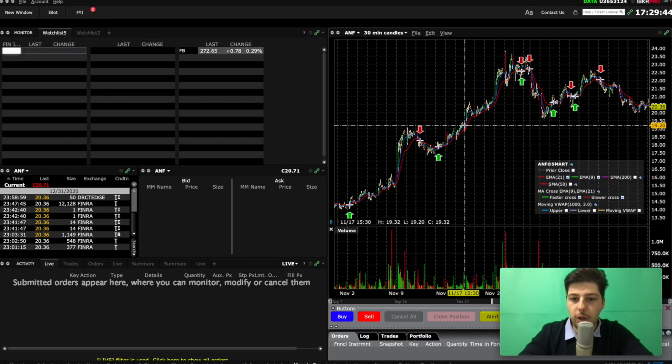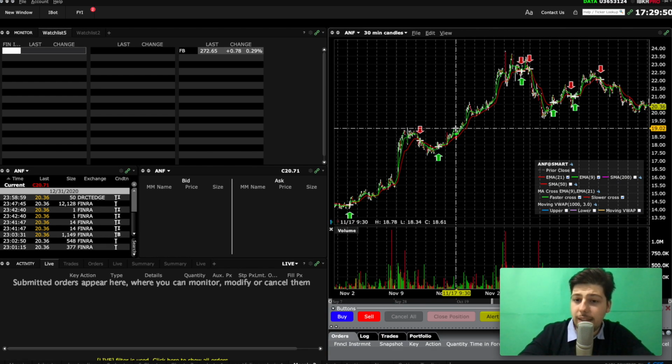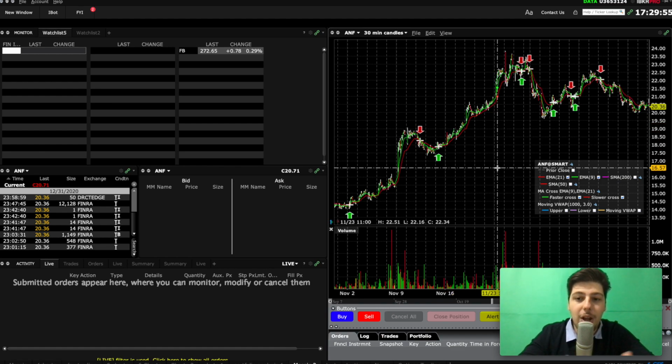Check here on the chart. My entry is at 19.01, which is here, and where I need to sell the stock is when the 9 EMA and 21 EMA cross together. Why? Because when it crosses, it gives a bearish sign, which is a sell signal.